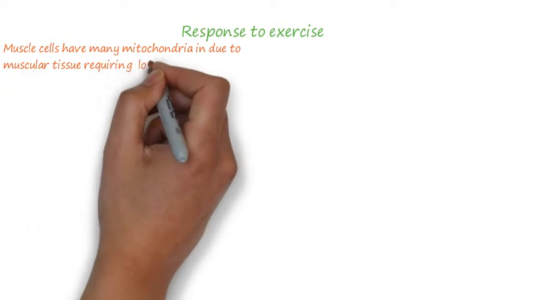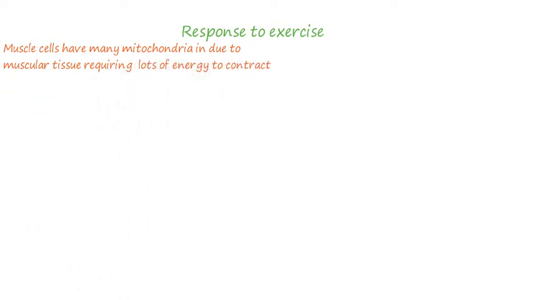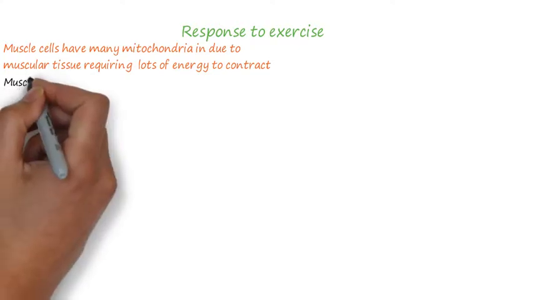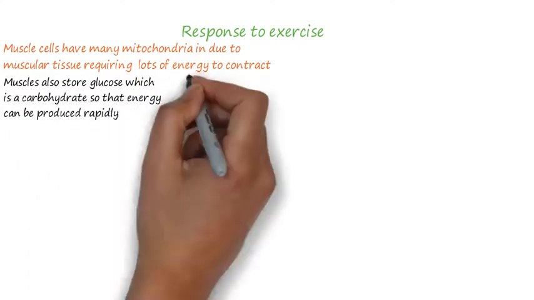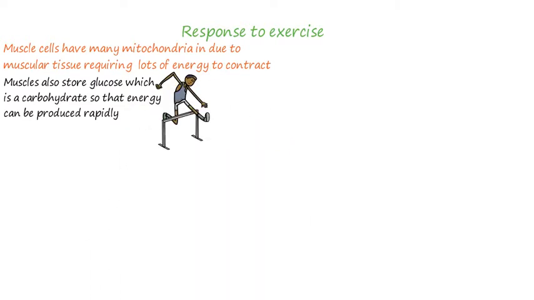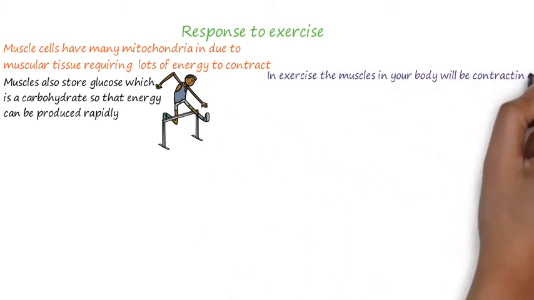As you might expect, muscle cells have many mitochondria in them. This is because muscular tissue requires lots of energy to contract. When energy is transferred to muscle fibres, they will contract. Your muscles also do a pretty clever thing. They store glucose. Because the demand of energy is so high, muscles in your body actually store glycogen, which is a carbohydrate, so that energy can be produced rapidly. Glycogen is easily broken down into glucose.